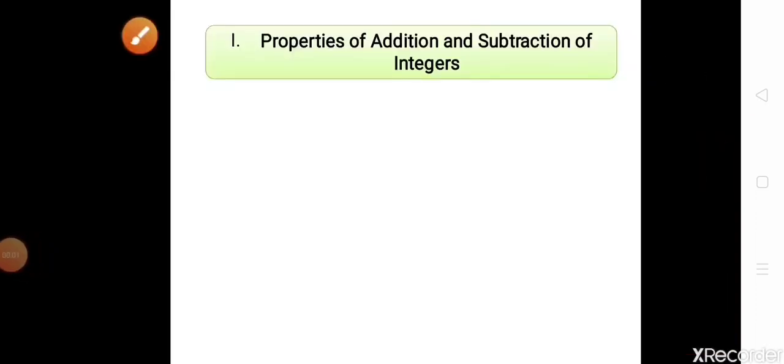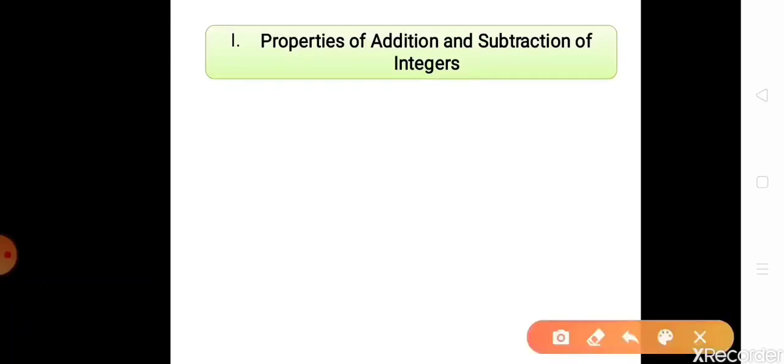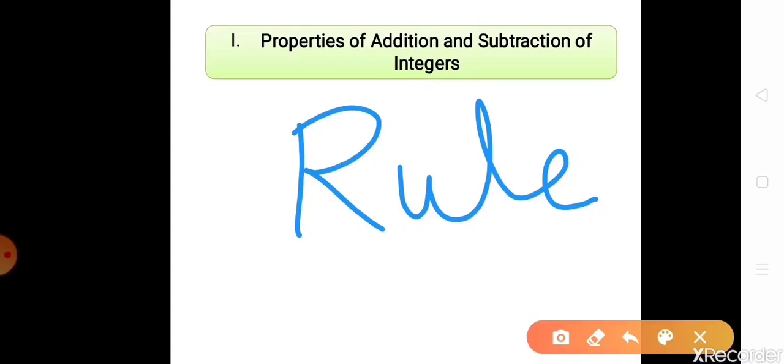Now we are going to discuss the properties of addition and subtraction of integers. I'm very sure you all know the meaning of the word property, and in maths you can also refer to them as rules. Whatever property or rule you learn now, always remember that you have to follow these rules whenever you are dealing with integers. You cannot proceed any further without following them. These are very important, and you need to remember these rules along with their names as well.